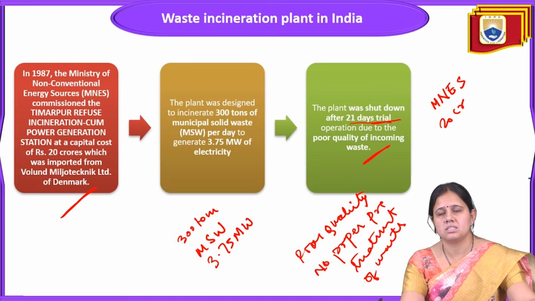So this is the scenario of a waste incinerator plant in India. It was established in 1987 by the MNES, the Ministry of Non-Conventional Energy Sources, at a cost of 20 crore. Its total capacity is 300 tons of MSW, which was to generate 3.75 megawatts of electricity.